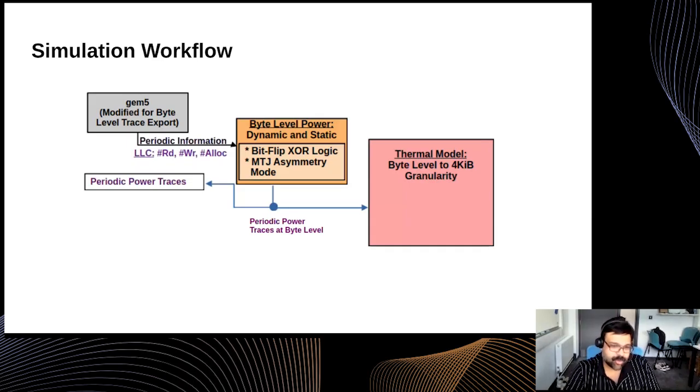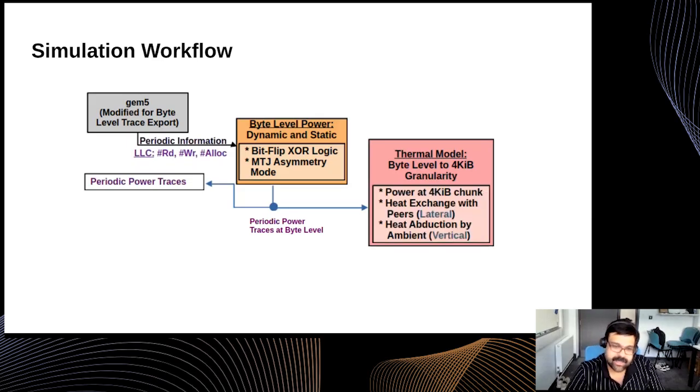Now for the thermal model, to make it computationally more feasible, we have transformed it from byte level to 4 KiB granularity, which is one of the optimal choices that we have already shown in a paper published last year. It's called HotReRAM, where the thermal model was designed for ReRAM-based caches or memristor-based cache memories. Following that, this thermal model will develop the power for the first 4 KiB chunk, derived from the byte-level power.